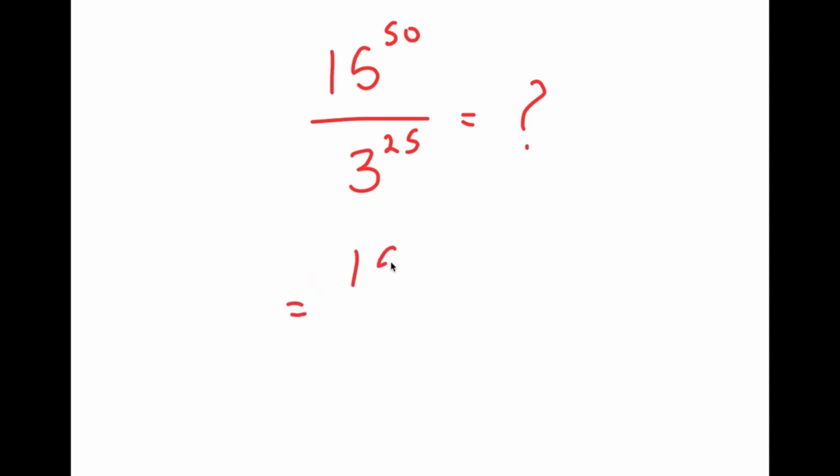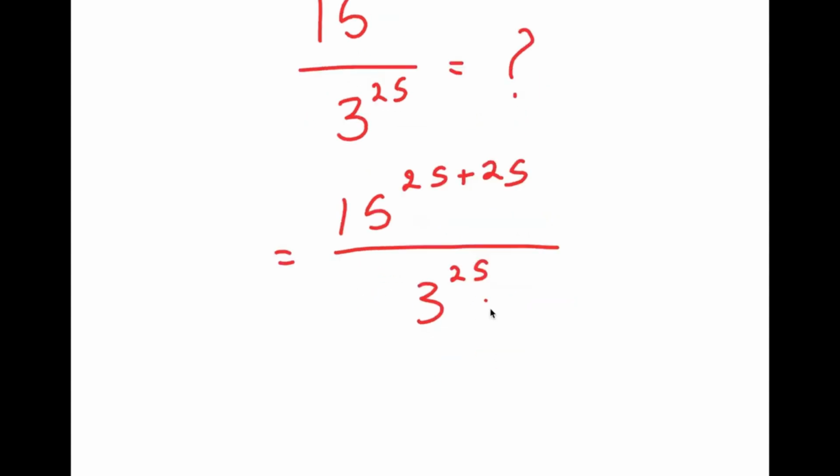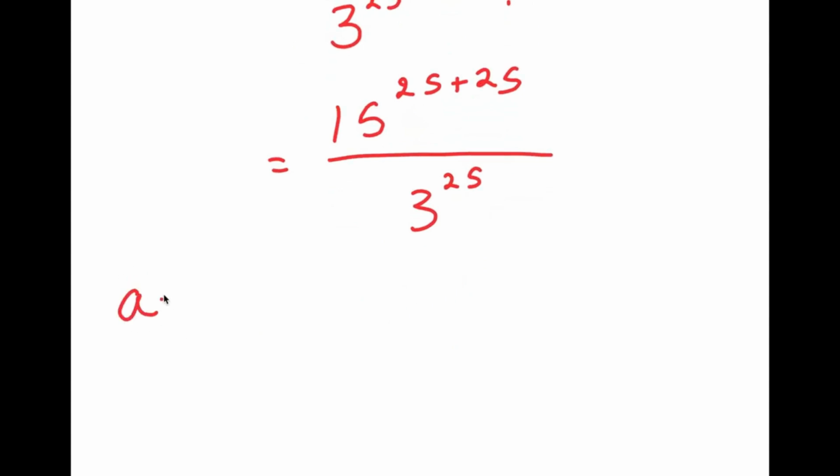Alright, so in this video, I'm going to solve the problem 15 to the power of 50 over 3 to the power of 25. So to solve this, I'm going to first start by rewriting this as 15 to the power of 25 plus 25. So I rewrote 50 as 25 plus 25 over 3 to the power of 25. And the reason I did this is because now I can use the property a to the power of m plus n is equal to a to the power of m times a to the power of n.